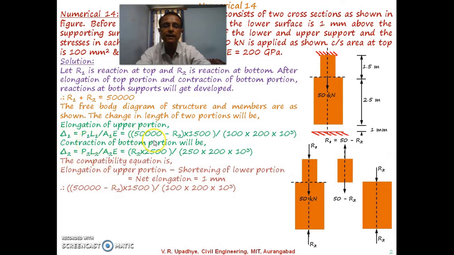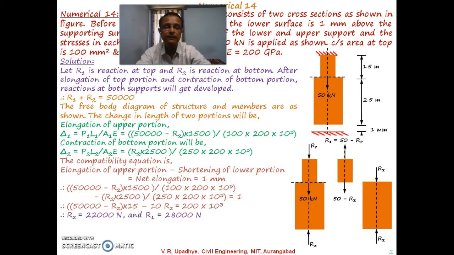So this we have written as 50,000 minus R2 into 1500 divided by, so this particular term over here, once again we have written it, and minus this shortening of lower portion, that is delta 2, that is written over here, and 1 mm as it is. So with this equation we can calculate this R2.